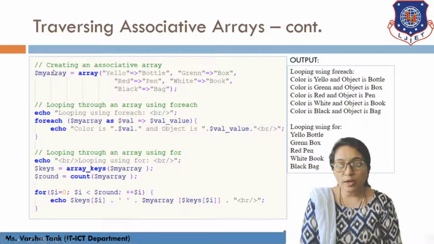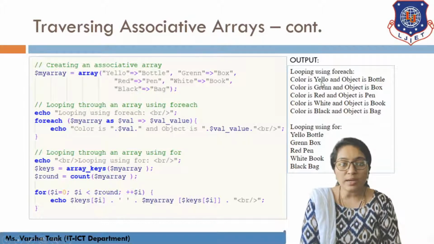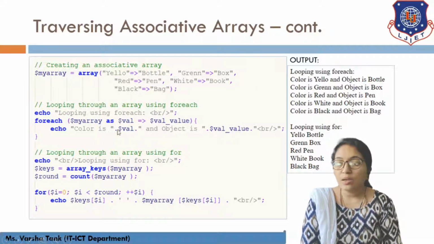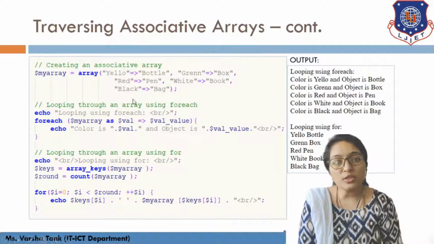For each, your array name, that is $myArray, as $key => $val. These are user-defined variables, so this will work as a key and this will work as an object. Now echo color is $key and object is $val. So every time it will display, for example, color is yellow and object is bottle, color is green and object is box, color is red and object is pen, and so on. So this is using the foreach loop.